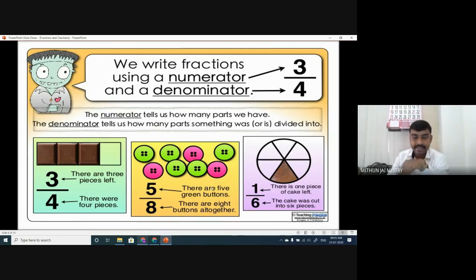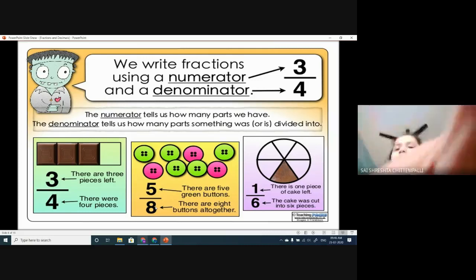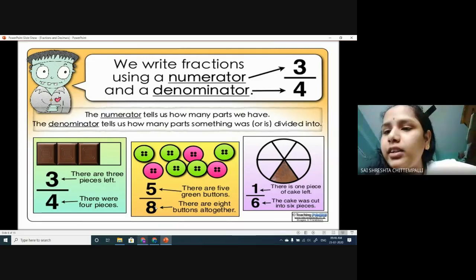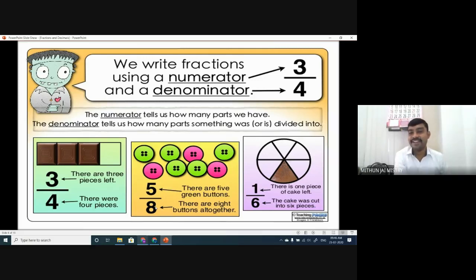Now among these 8, you can see that 5 buttons are green in color. 1, 2, 3, 4, and 5. So 5 by 8. Very good. So if somebody asks you how many parts are green, you have to say 5 by 8. Now, if I ask you how many parts of the buttons are pink, what will be your answer? It's 3 by 8. How many parts of the buttons on the whole are pink? You have to say 3 out of 8. 3 out of 8 are pink.